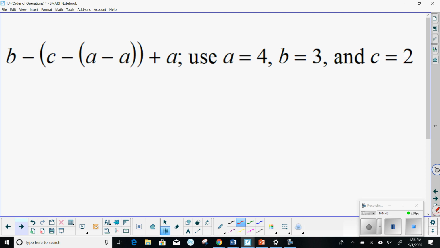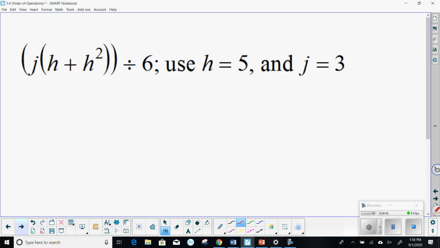I'm going to skip by that one and do this next one, but you're going to have to do substitution first. So you're first going to substitute your values in and then use order of operations to simplify. If I do that, I end up with 3 times, plug H in, (5 plus 5 squared) divided by 6.